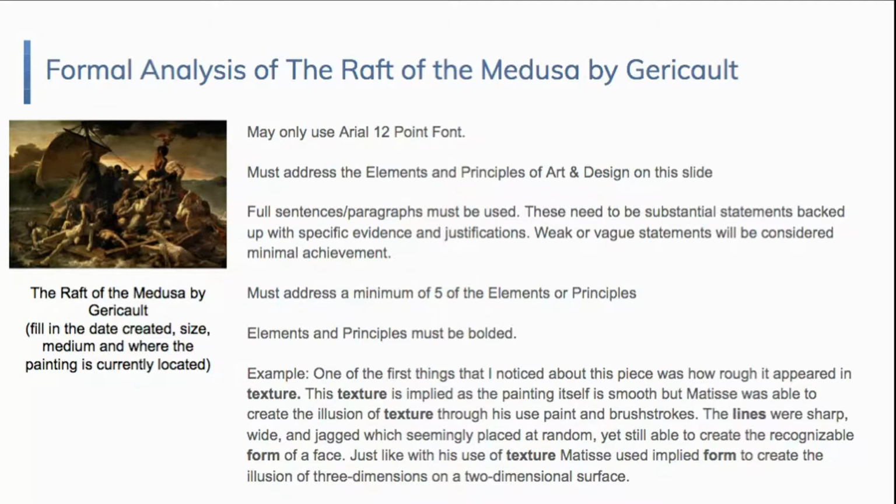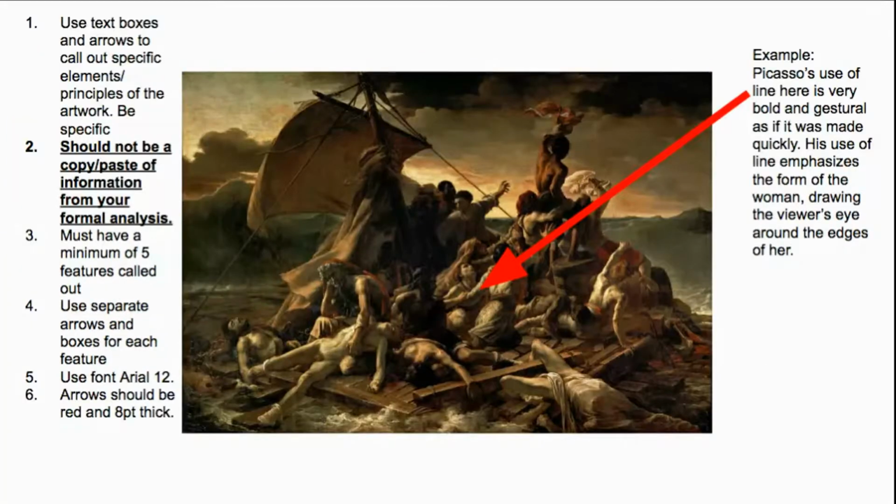You're going to repeat that whole process for the Raft of the Medusa. So again, you are needing 5 elements and principles on this section. You are going to bold them. You are going to find that biographical information, so the date it was created, the size, the medium, and where it is currently located. You will do the same here as you did with the Storm on the Sea of Galilee, okay? 5 callouts, red arrows, 8 points thick, size 12, Arial font.